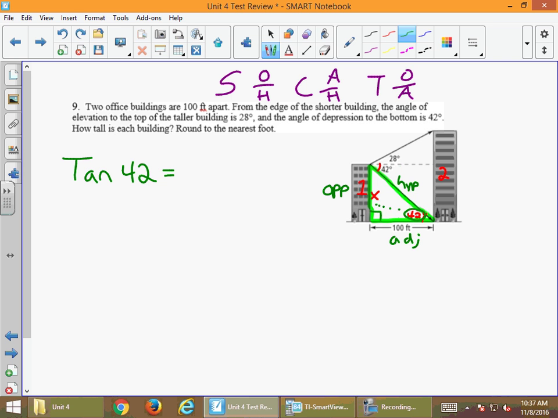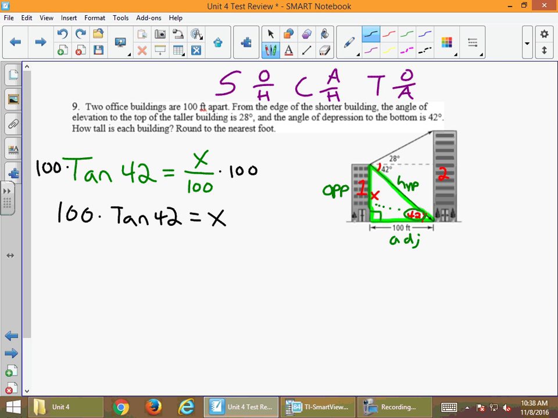Is equal to. Now we do our ratio. Opposite over adjacent. Opposite is x. Adjacent looks like 100. Let that sink in a little bit. Where's x at? Up high, so we need to multiply. So I'm going to multiply both sides by a hundo. So really it's going to be 100 times tan 42 is equal to x. And we're rounding it to the nearest foot.